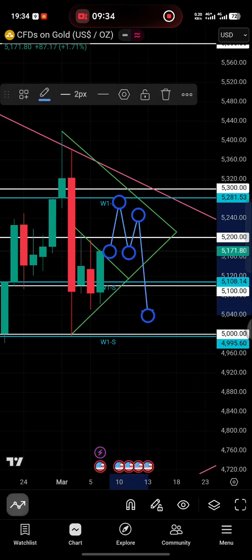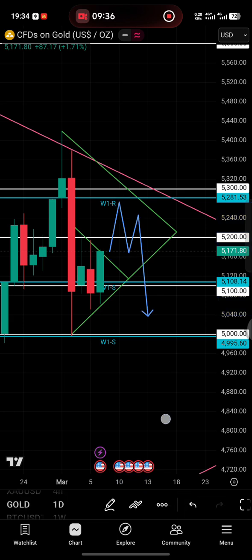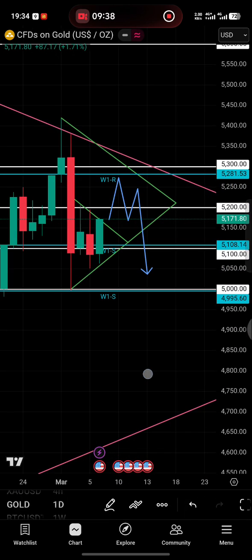And why is it so? Why is it so? Because resistance is always creating lower and lower, right? And support is always creating higher and higher, because the chart will always create a higher low and higher high, or a lower high and lower low.